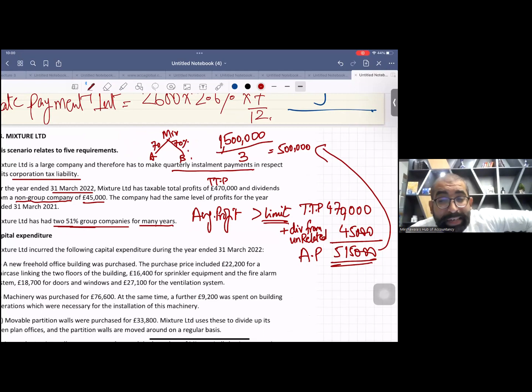But if you have really taken my classes, or if you have taken classes from anywhere, you know there is one special exemption. If this is the first year of your being a large company, that means if you were not a large company last year, then yes, you can stay away from paying through installments.